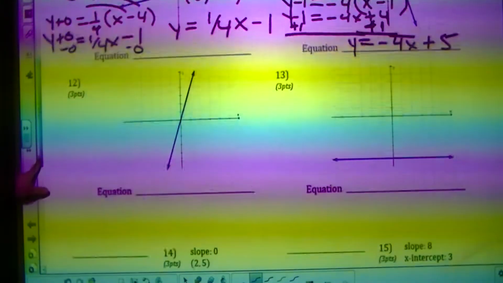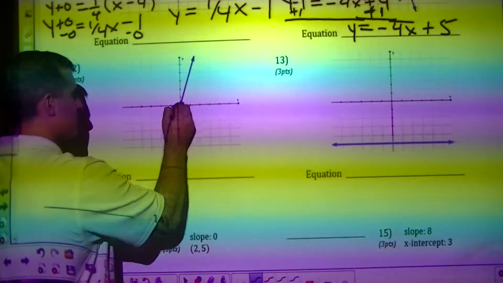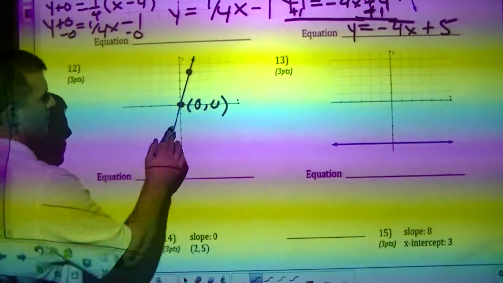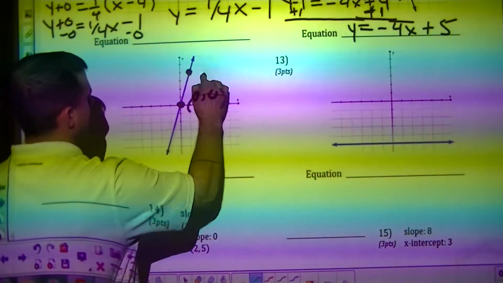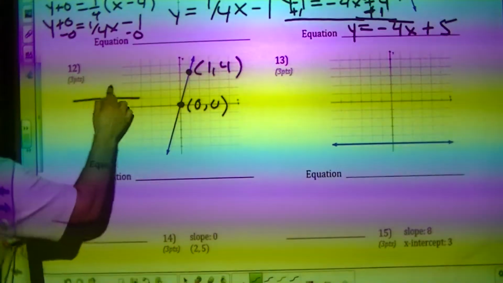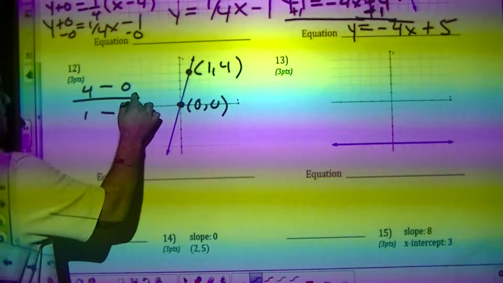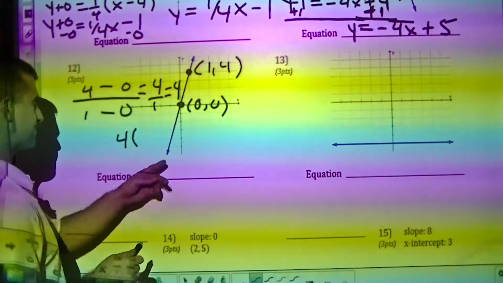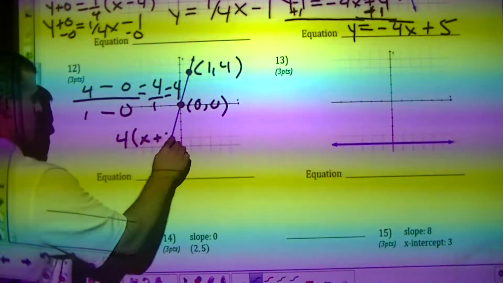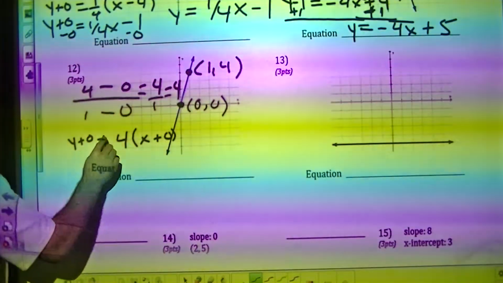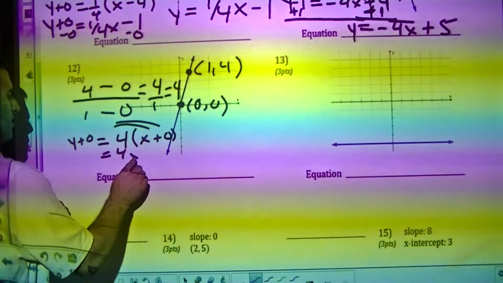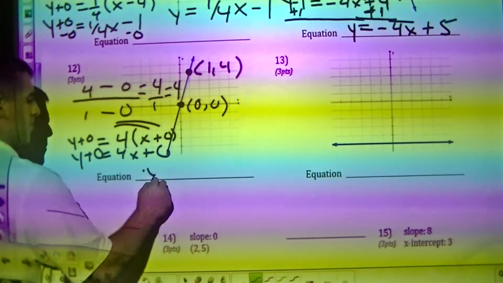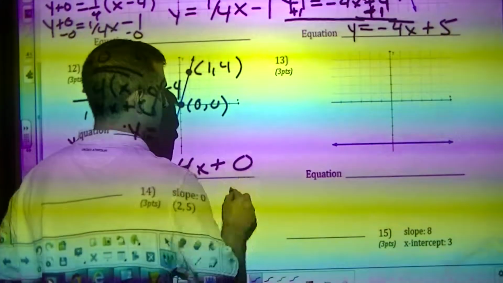Okay? On this equation, I'm going to pick out this point. I'm going to pick out this point. That point is 0, 0. This point is 1 over 1, 2, 3, 4 up. 4 and 1, 0 and 0. 4 over 1 is 4, okay? So I got 4. I'm going to choose the zeros. So that's going to be 4x plus 0, y plus 0, okay? And then that's just going to be y equals 4x plus 0, okay?